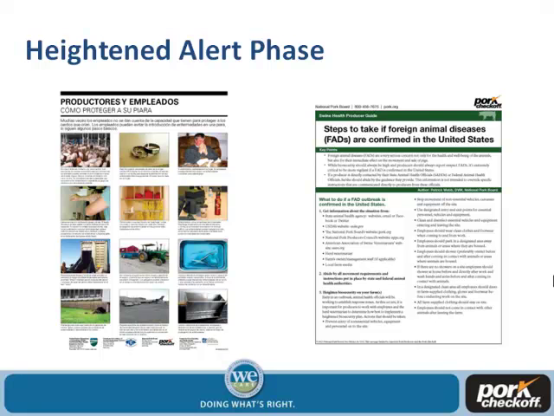So let's talk a little bit about the heightened alert phase. This is the phase where, if it's in Mexico or in Canada, we're going to be doing everything we can here to get prepared for the potential incursion of that disease in the United States. You can read through the steps that are going to be going on. From an industry perspective, a heightened alert phase means that our education and outreach goes into overdrive. And here's some examples of some of the stuff we have at Pork for our producers on what to do if you suspect foreign animal diseases and how to report that.